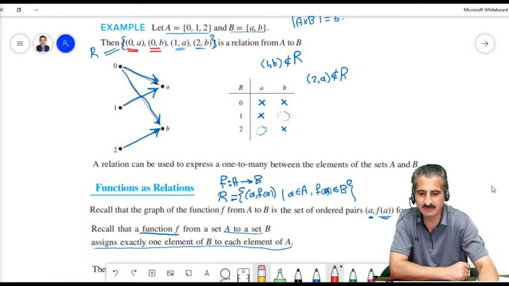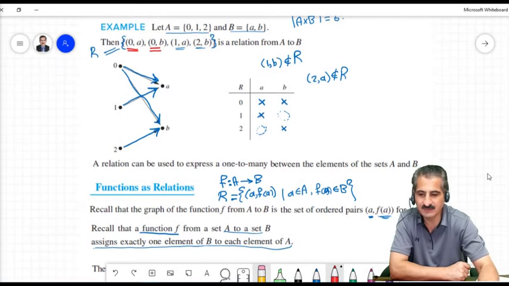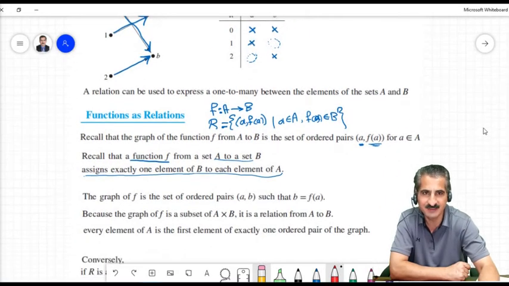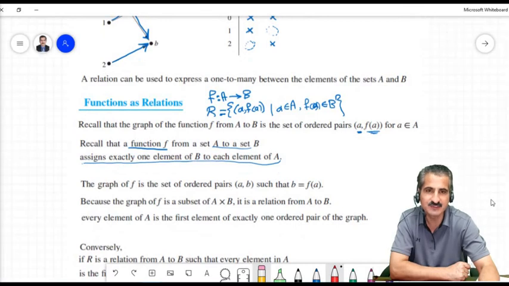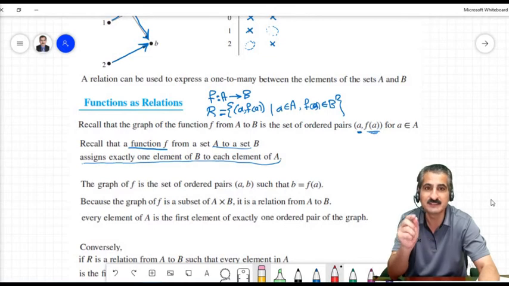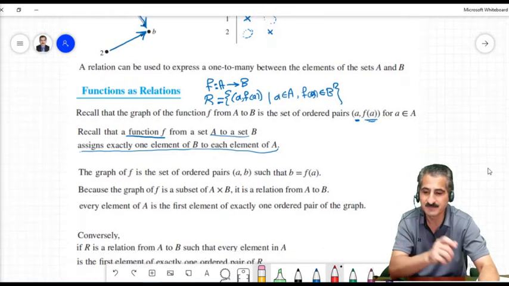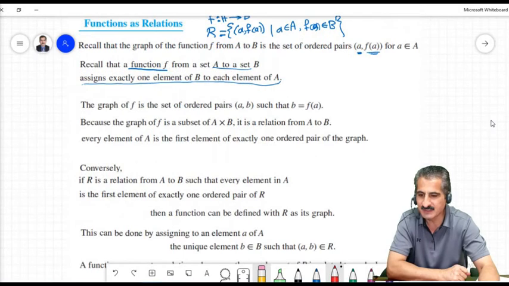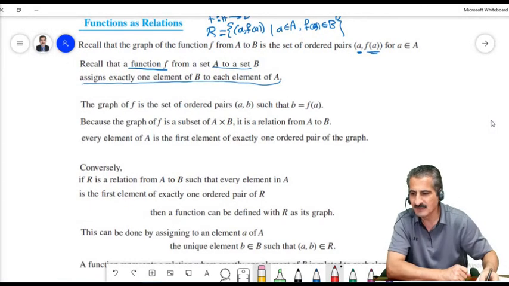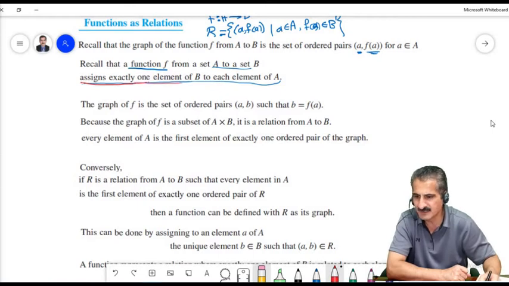But when a relation is defined upon a function, this cannot happen, because the function takes an element from the domain A and sends it to exactly one element in B, exactly one element. So this is what we are saying here: it assigns exactly one element of B to each element of A.